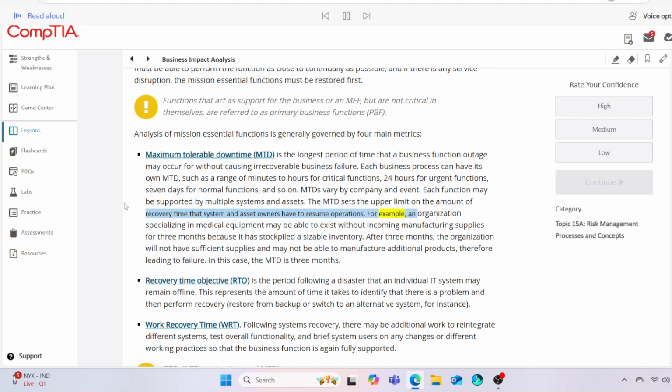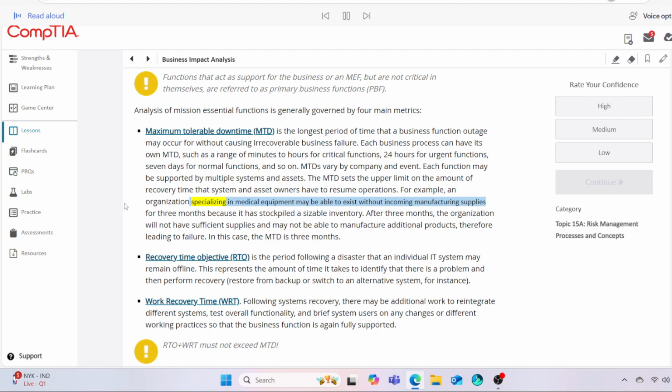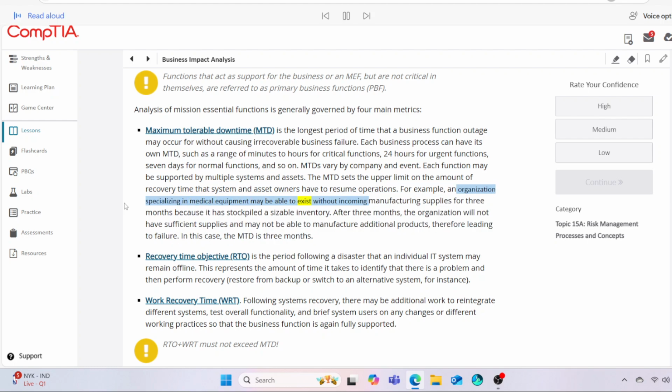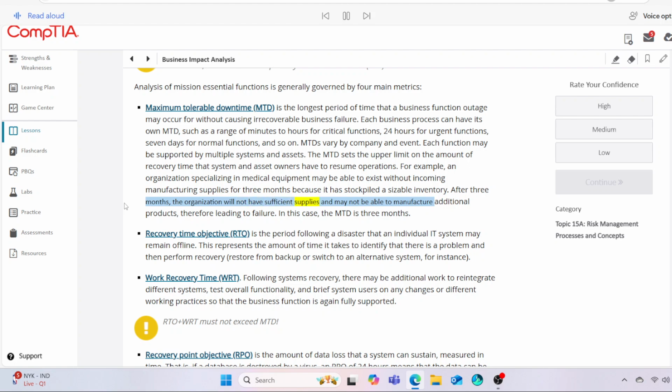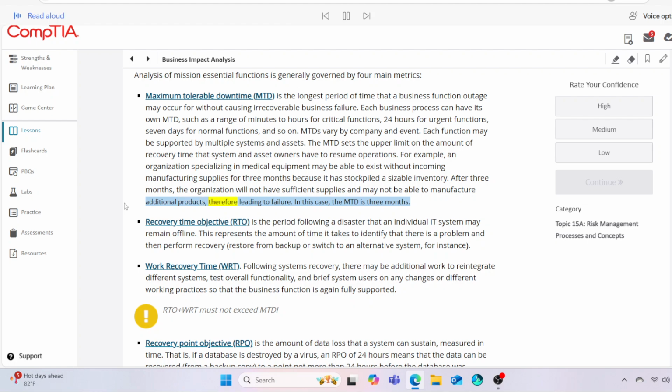operations. For example, an organization specializing in medical equipment may be able to exist without incoming manufacturing supplies for 3 months because it has stockpiled a sizable inventory. After 3 months, the organization will not have sufficient supplies and may not be able to manufacture additional products, therefore leading to failure. In this case, the MTD is 3 months.